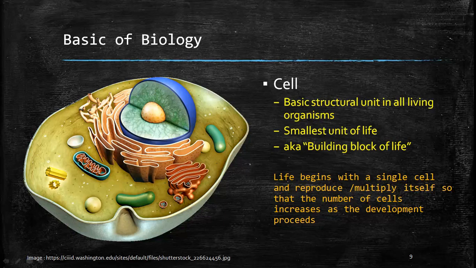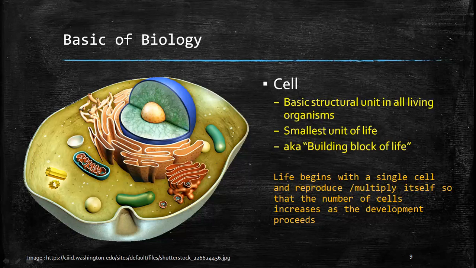All organisms are made up of one or more cells, and all the life functions of an organism occur within cells. Moreover, cells come from pre-existing cells. This means a life begins with a single cell and reproduces itself so that the number of cells increases and the development proceeds. There are two types of cells, prokaryotes and eukaryotes.